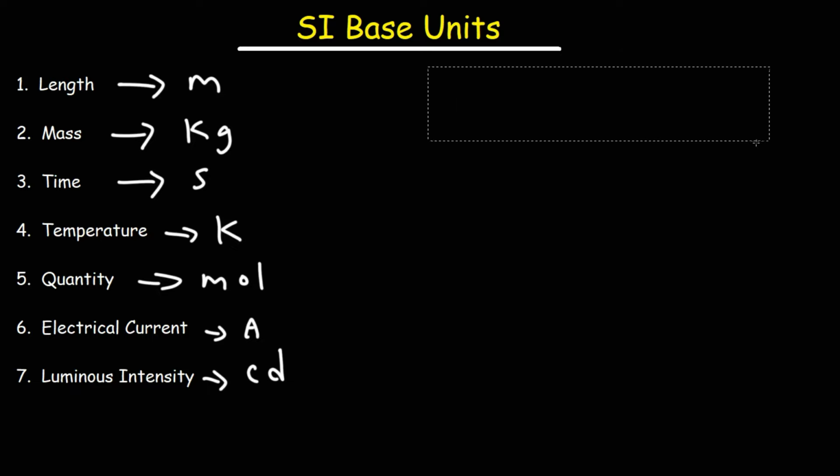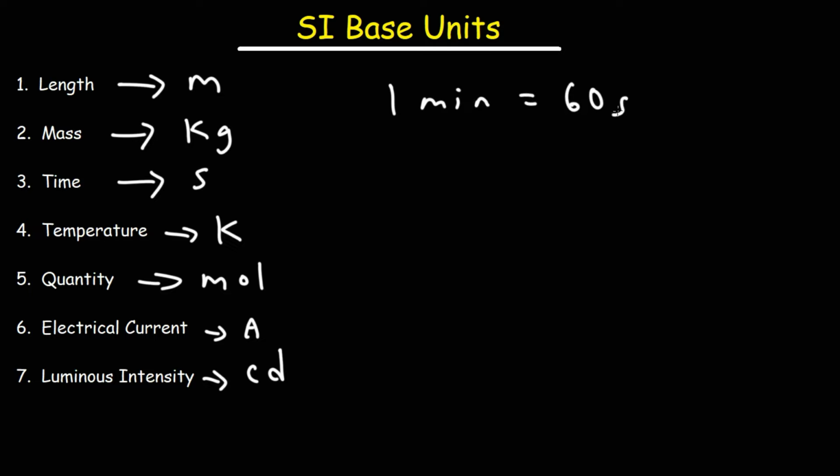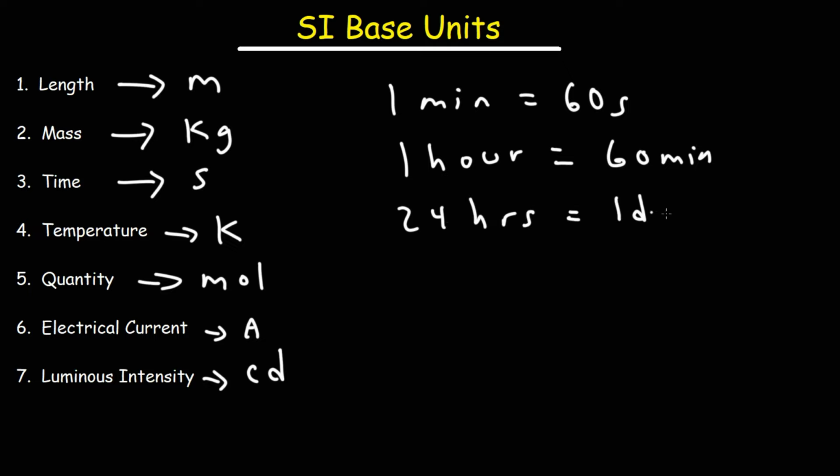Now, for both chemistry and physics, the most common unit of time that you'll be using is the second. As you know, there are 60 seconds in 1 minute, and there's 60 minutes in an hour. There's 24 hours in a day, 7 days per week, an average of 30 days per month, and 1 year is equal to 365 days. By the way, a light year is not a unit of time. Rather, a light year is a unit of distance.